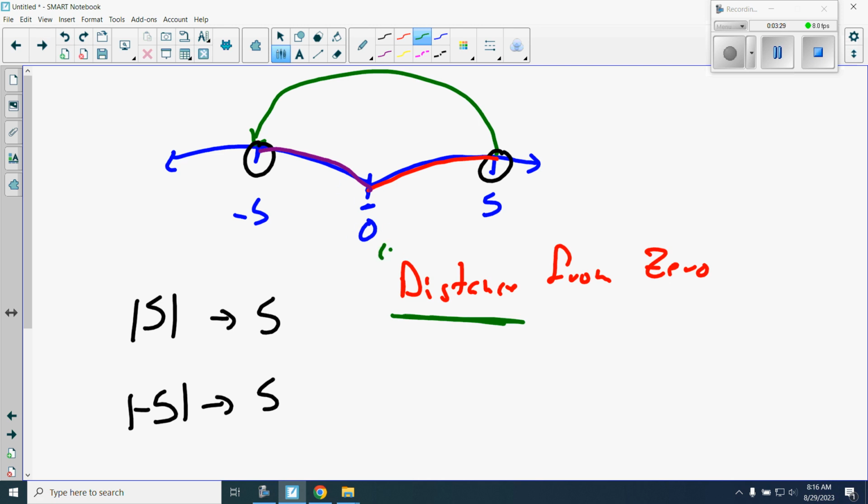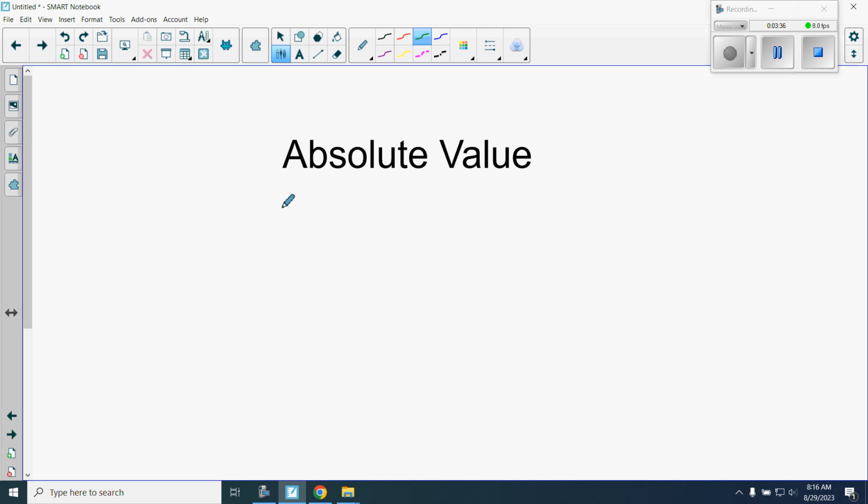So to me, the most important thing upon this definition is a distance from 0, and that is what we call our absolute value. So if you remember that an absolute value changes any number, a positive or a negative, to a positive, that's also another way to remember the absolute value.